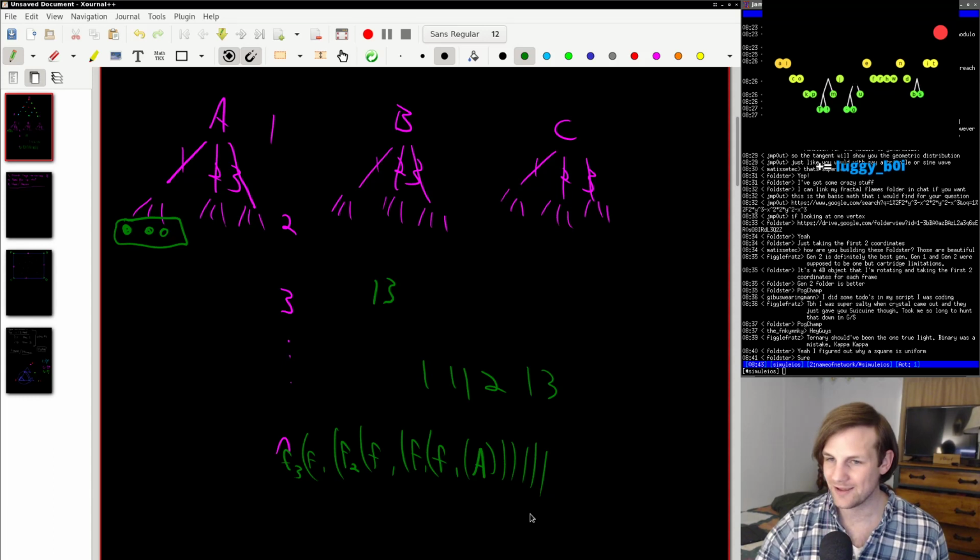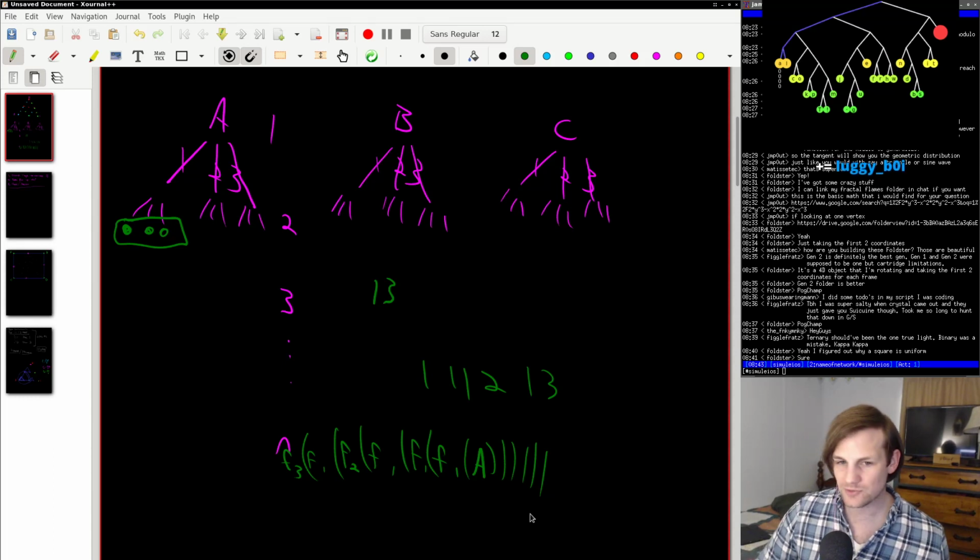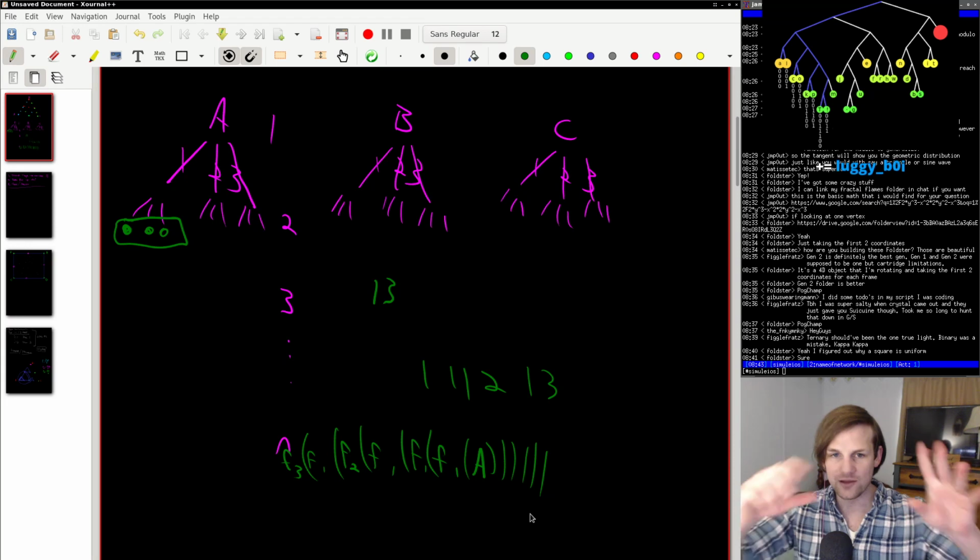And that's how you get to that point. So that's kind of what I'm trying to do here. If you have some sort of trit string, you can then iterate through.